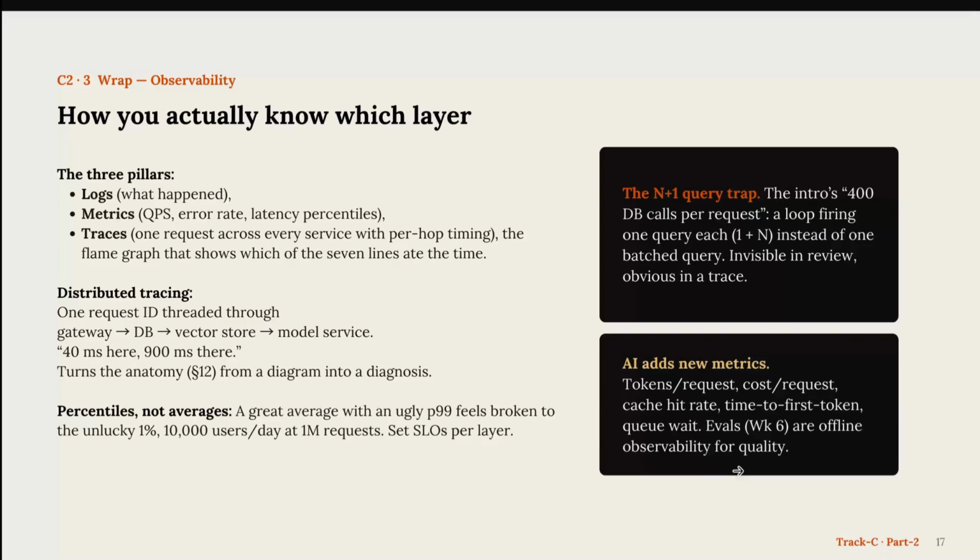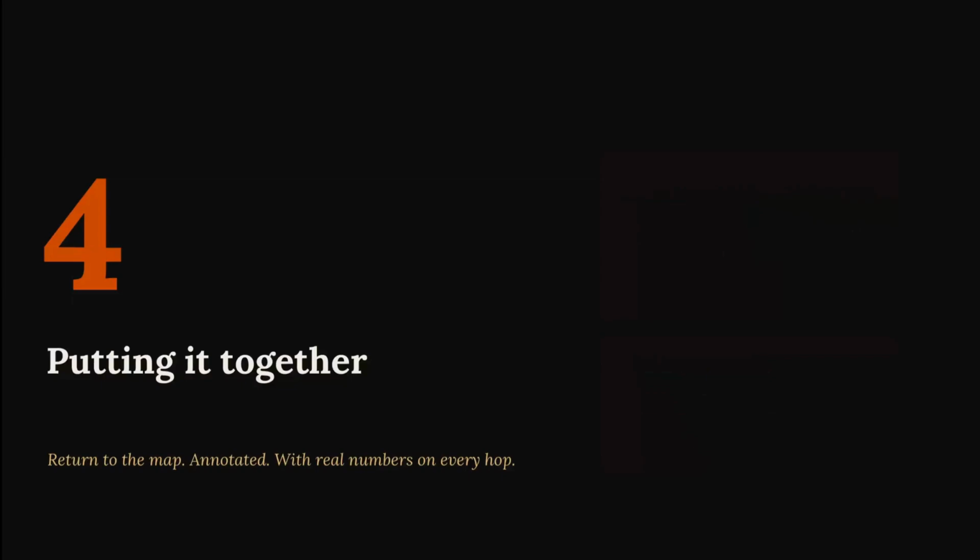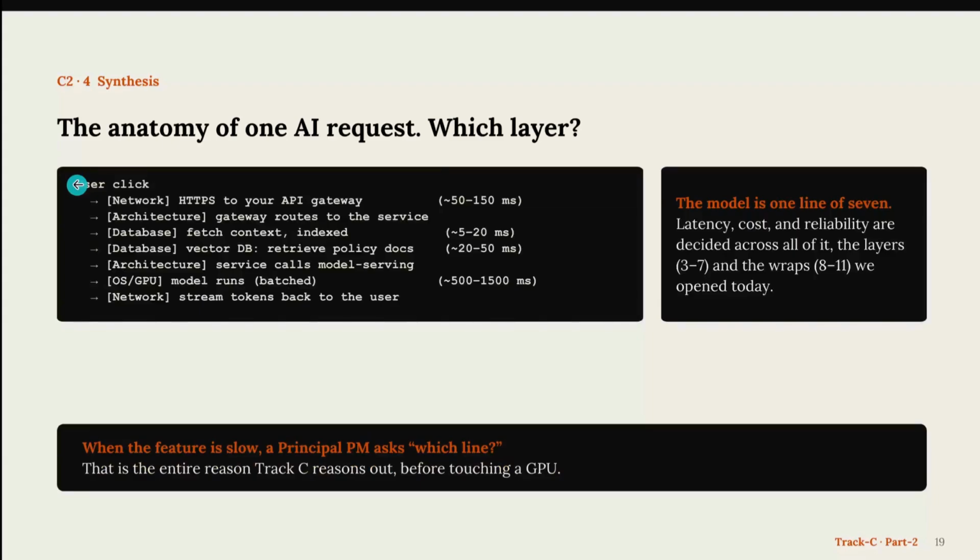Let's put all the things together and understand what we have learned so far. This is us returning to the map, and we are annotating and understanding with some real numbers on every hop. Imagine the user has clicked, the request goes to the network, and there is an HTTPS call being made to a particular API gateway. This could take anywhere between 50 to 150 milliseconds for the API gateway to respond.